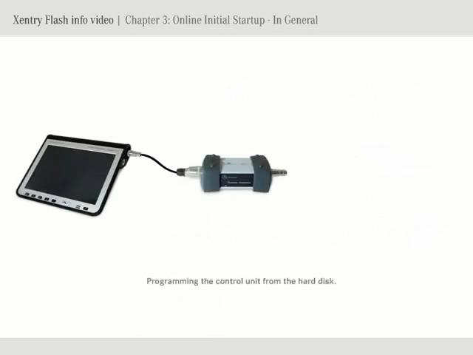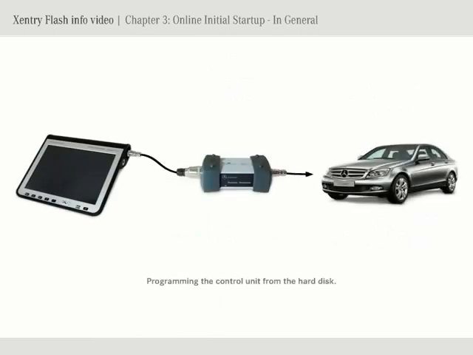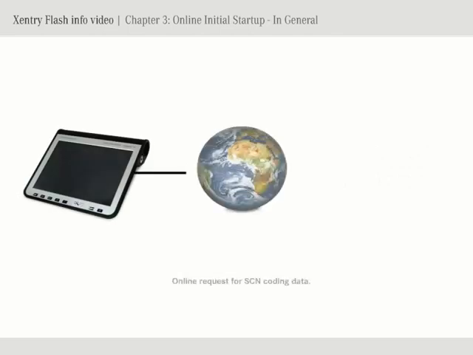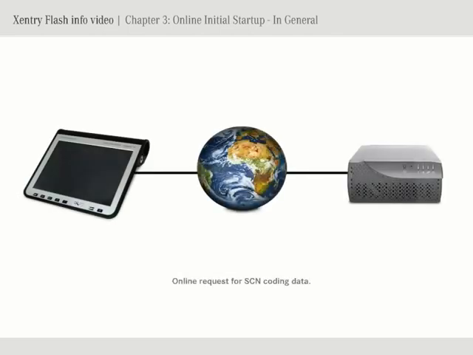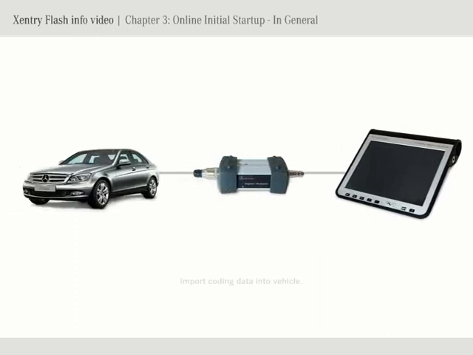If the subsequent test indicates that the control unit has to be reprogrammed, this is performed with the data from the star diagnosis system's hard disk. If the control unit is also SCN codable, the SCN coding data are automatically requested after the online programming has been completed. Then the control unit coding is concluded.